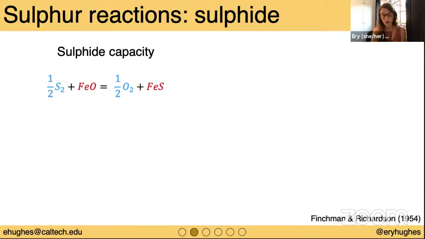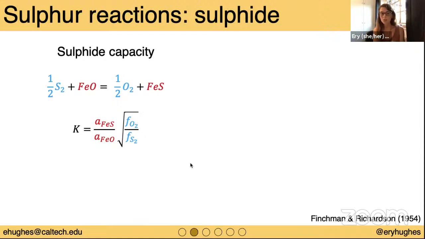So we could write an equation such as this shown here, thinking about iron species, where sulfur in the gas reacts with iron oxide dissolved in the melt to produce oxygen and iron sulfide dissolved in the melt. And we could write an equilibrium constant for this reaction, K, which as I said depends on pressure and temperature. It is the ratio of the activity of iron sulfide to the activity of iron oxide times the square root of oxygen fugacity divided by sulfur fugacity.